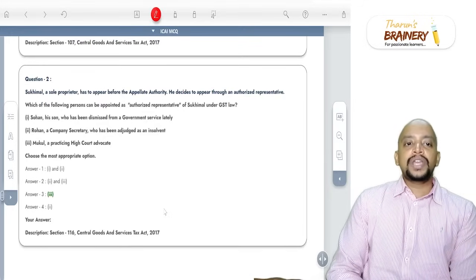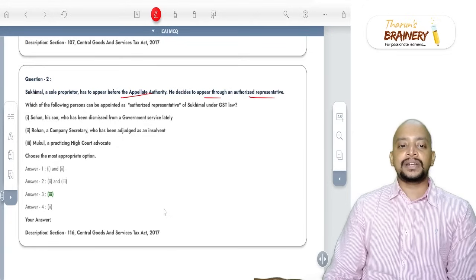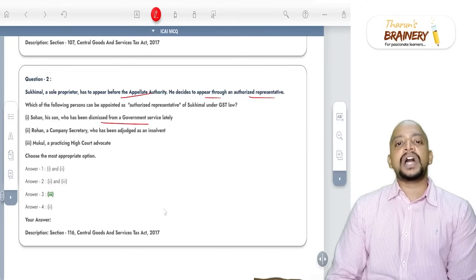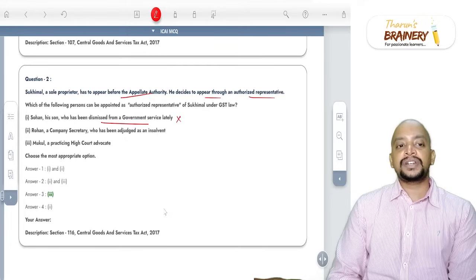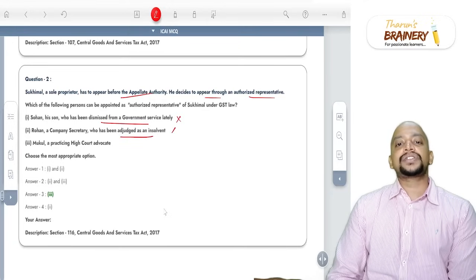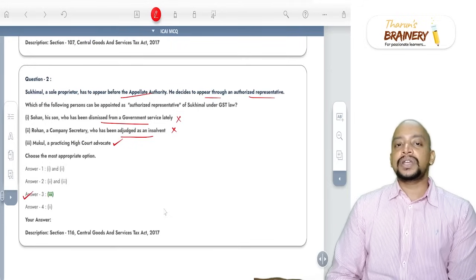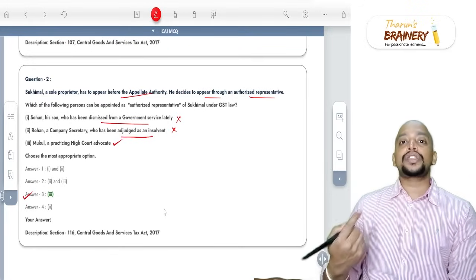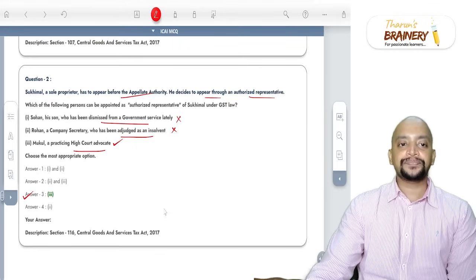Then Sukimal, a sole proprietor, has to appear before the appellate authority. He decides to appear through an authorized representative. So who can act as an authorized representative? Sohan, his son, any relative can act as authorized representative, but who has been dismissed from government service? No, they cannot. Any person who is dismissed from government service cannot act as authorized representative. Rohan, a company secretary who is adjudged as insolvent. No, cannot act. Mukul, practicing High Court advocate. Yes. So answer 3. Generally, company secretary can appear as authorized representative, but they should not be adjudged as insolvent or they should not be guilty of professional misconduct. Okay, so High Court advocate can.